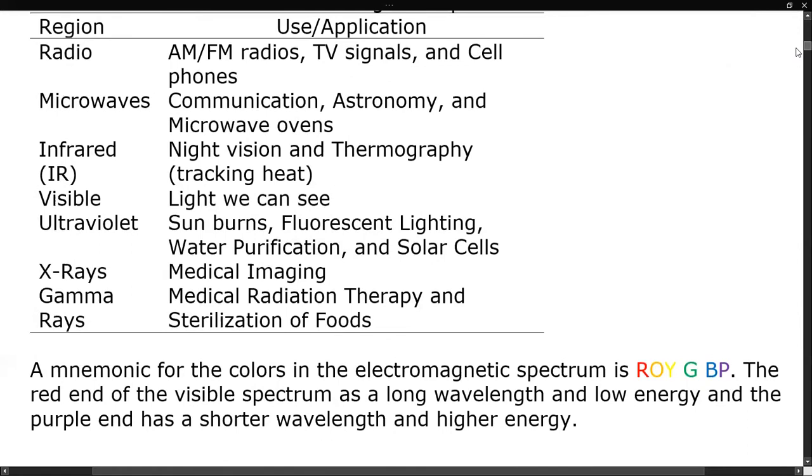Now, for the visible spectrum, we can split that into colors because we can actually see the different regions of that range of the spectrum. So you got red, orange, yellow, green, blue, and purple. Some people will say, instead of purple, indigo and violet. Some people argue whether indigo is its own color or not, but I'll just let you decide on that. But the red end of the spectrum is the lower energy, long wavelength end, and the purple end is the shorter wavelength, higher frequency end.